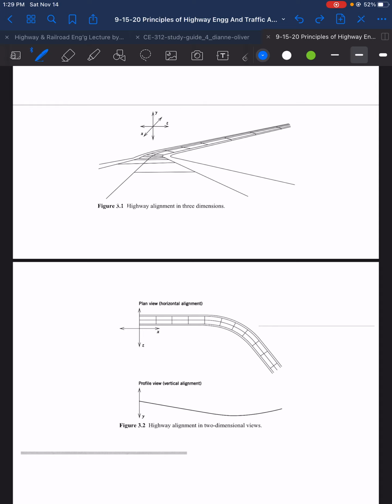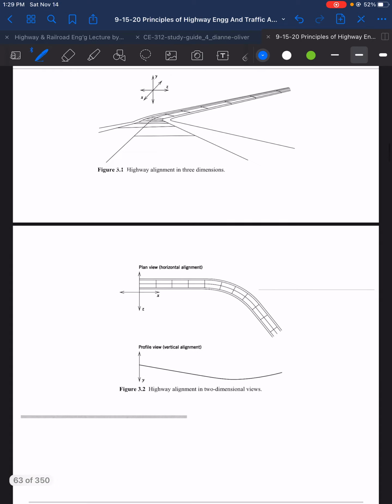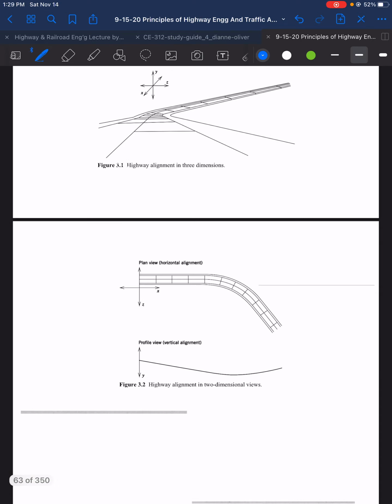In this highway alignment in 3 dimensions, we are able to see the width and elevation of the highway, and the curves. Now let's divide that into 2. The first one is the plan view. This is how the highway looks when you look at the top, and this is the plan view or the horizontal alignment of the highway.